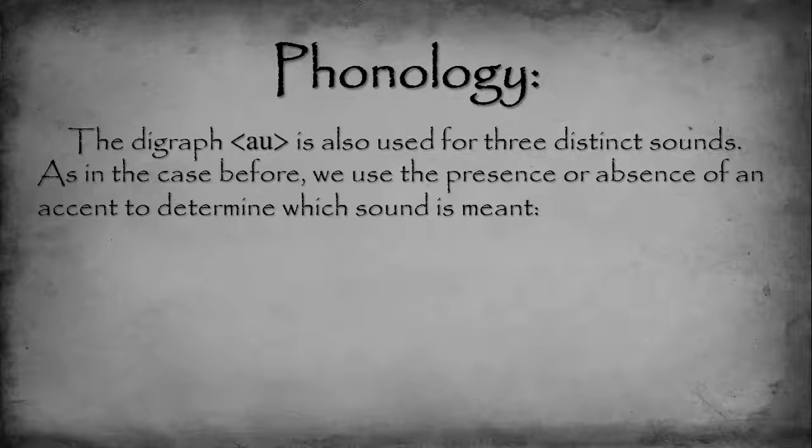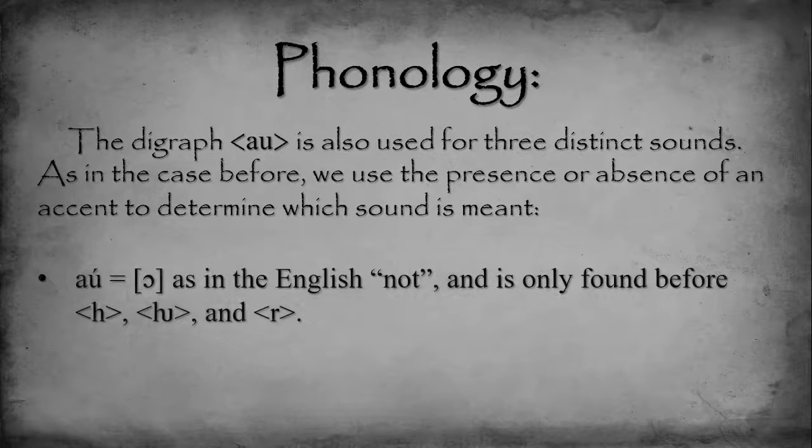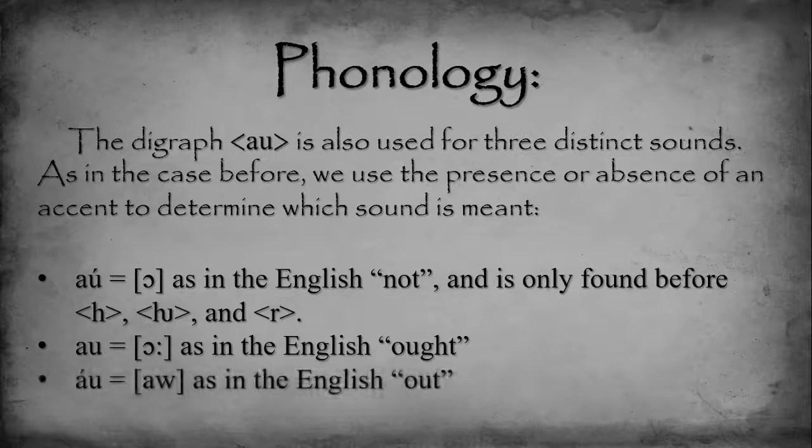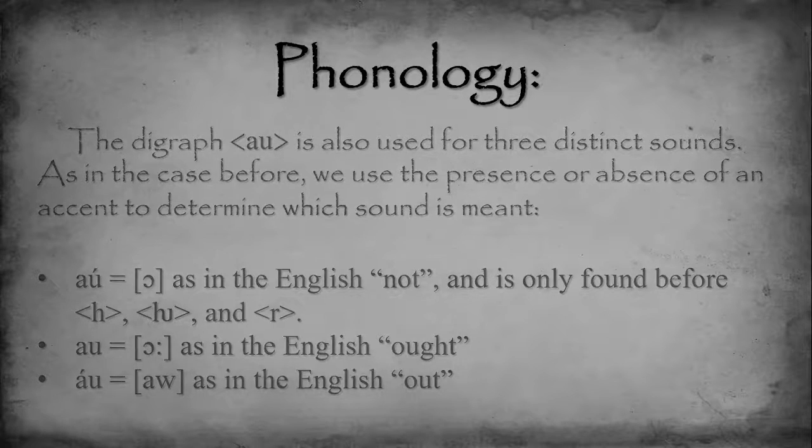The digraph AU is also used for 3 distinct sounds. As in the case before, we use the presence or absence of an accent to determine which sound is meant. AU with an accent on the U is pronounced as aw, as in the English not, and is only found before H, hw, and R. AU with no accent is pronounced as aw, as in the English ought, and AU with an accent on the A is pronounced as ow, as in the English out.